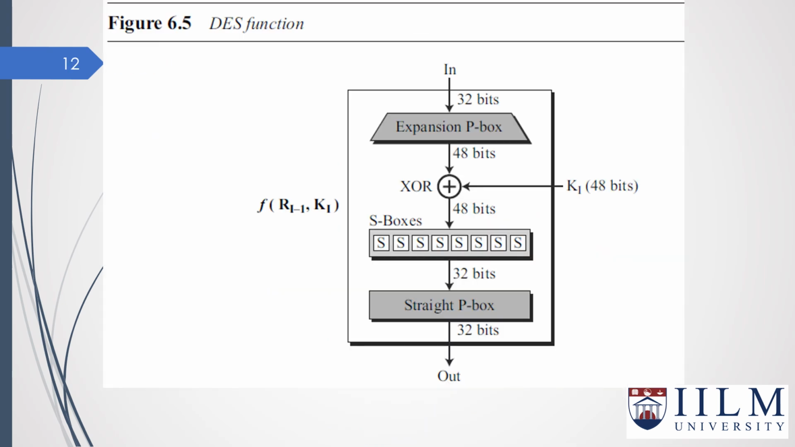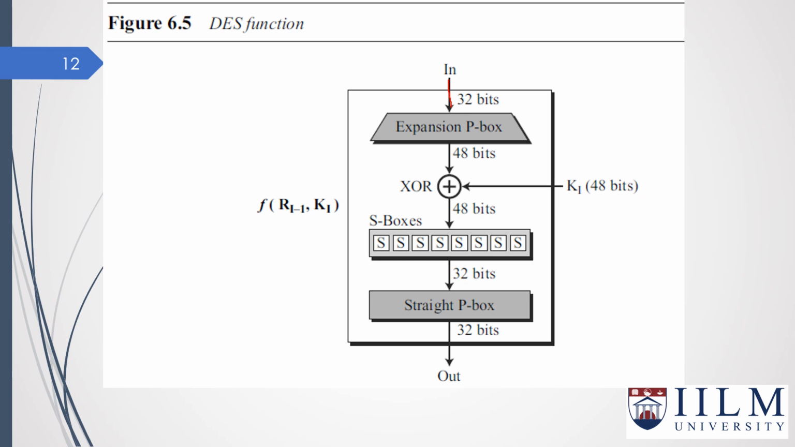Next, what is this XOR? The 32 bits come inside an expansion P-box. That means these 32 bits are expanded and become 48 bits.